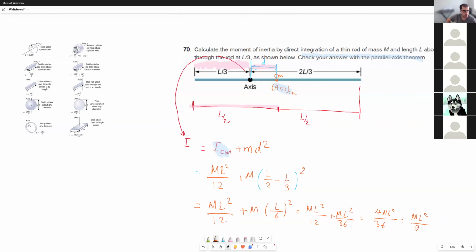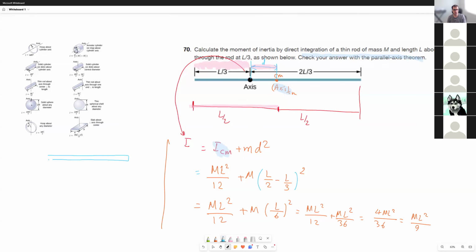I don't ask you to find the moment of inertia by direct integration. If you were interested, you can ask me and I can go over it. Or let me quickly go over it.